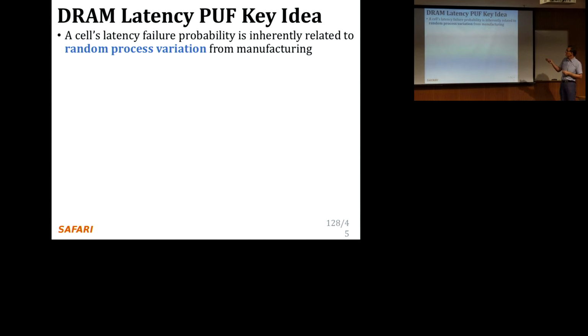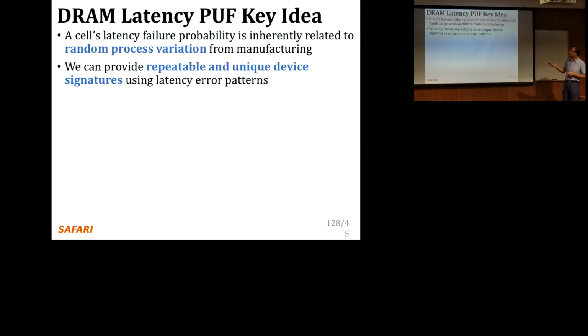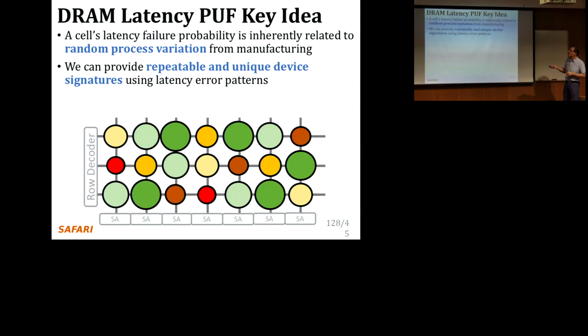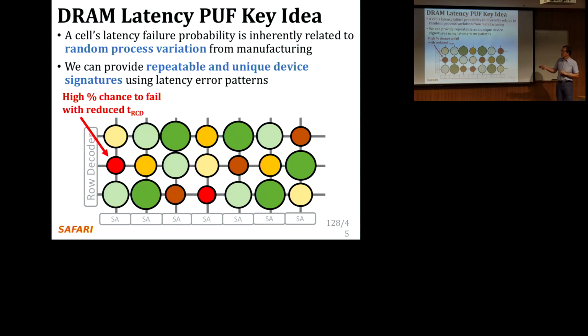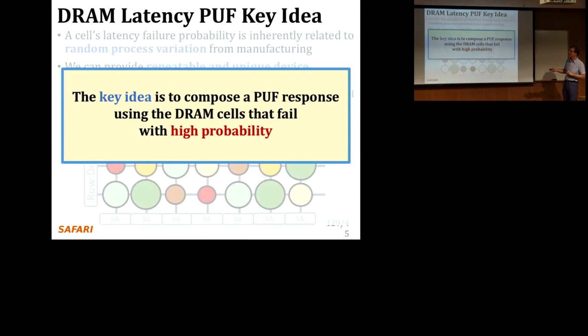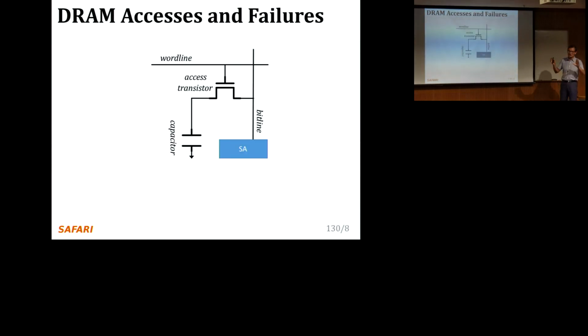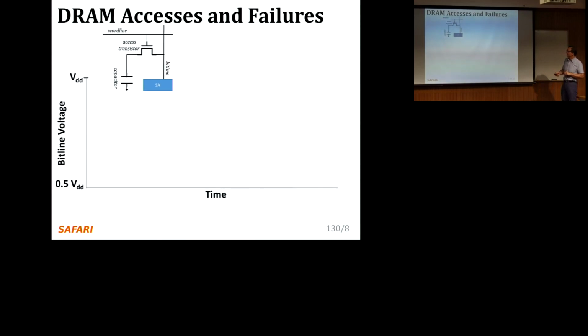The key idea is the latency failure probability, meaning that when you access the cell with a reduced latency, the probability of failure is inherently related to that random process variation. And you can provide repeatable and unique device signatures using latency error patterns. So assume these are random process variation. Some of them have a high chance to fail with reduced tRCD, and some cells have a low chance to fail with reduced tRCD. The key idea is to compose a PUF response using the DRAM cells that fail with a high probability. That's the idea. How you do that exactly, you should take a look at the paper. I think this is kind of obvious.